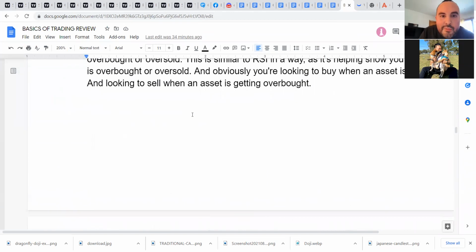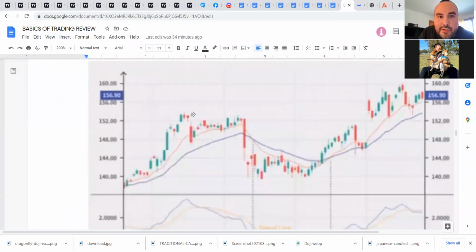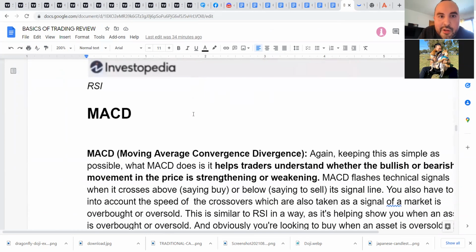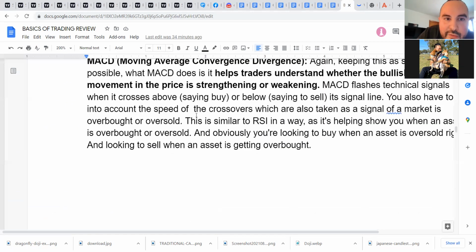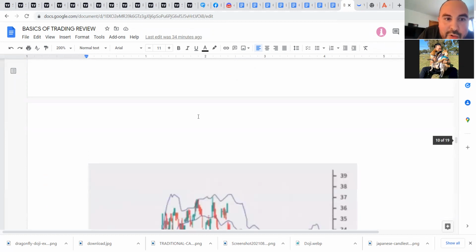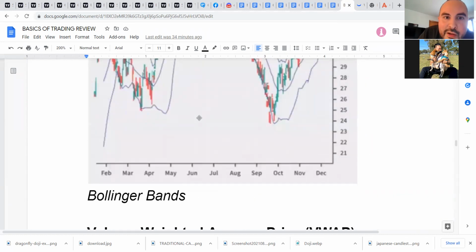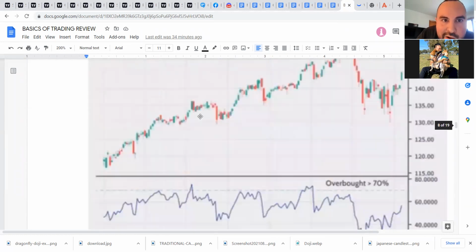Where are we at time frame? I'm probably going to stop at the candlestick. We'll cover MACD, Bollinger Bands, and VWAP, and we'll call it a day here.